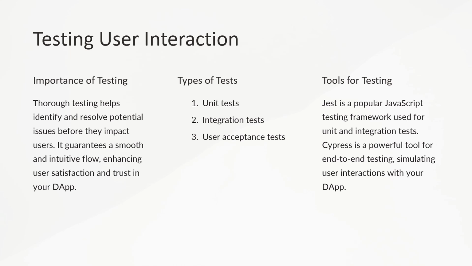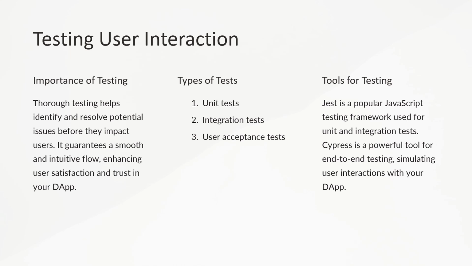There are different types of tests. The first one is unit test, second is integration test, and third is user acceptance test. These different types of tests address various aspects of user interaction. Unit tests focus on individual components, integration tests ensure components work together, and user acceptance test involves real users to evaluate usability. There are various tools used for testing.